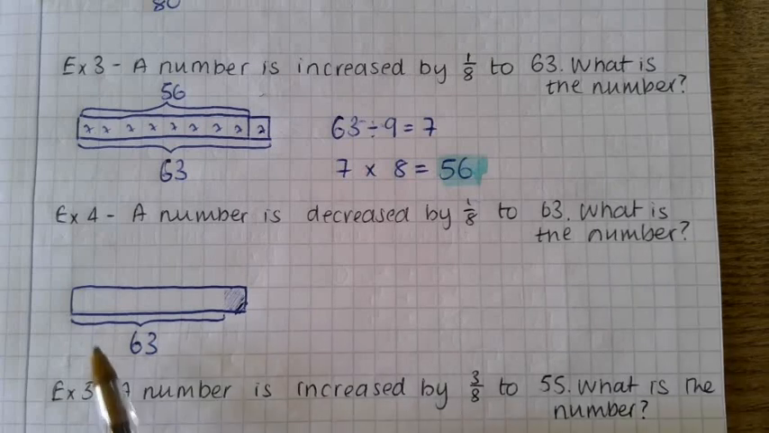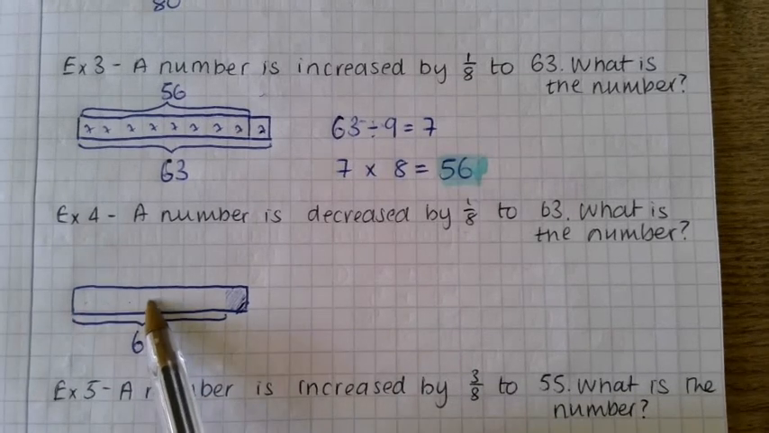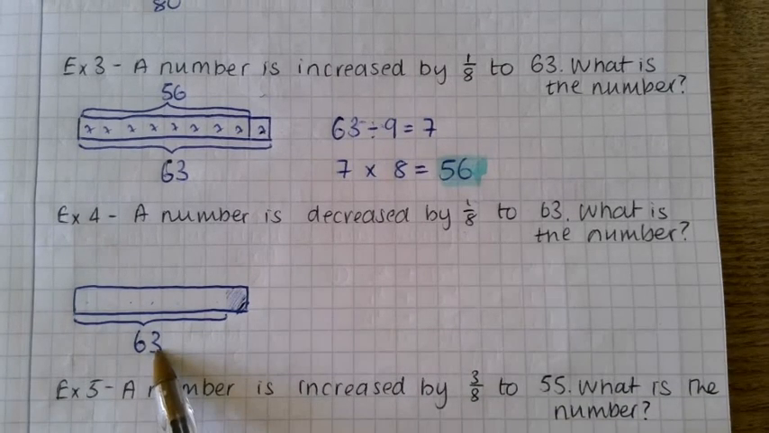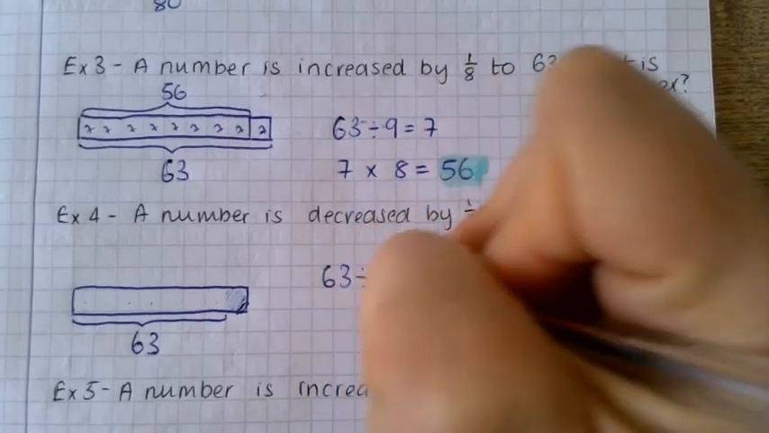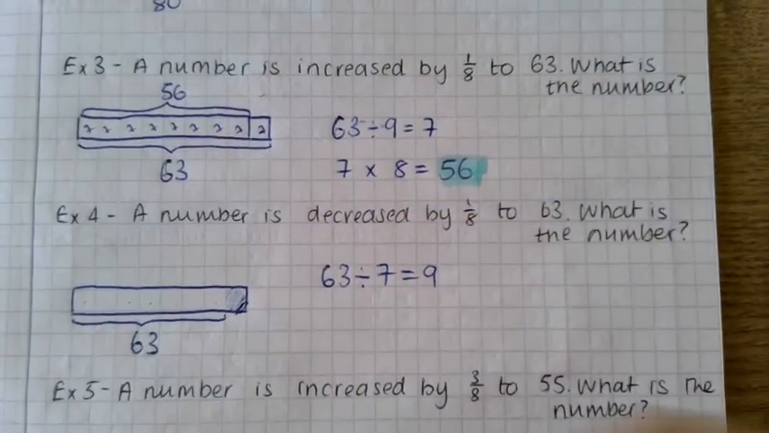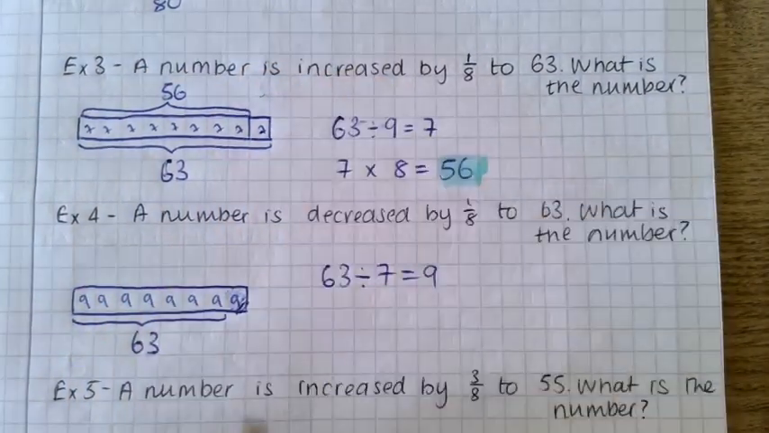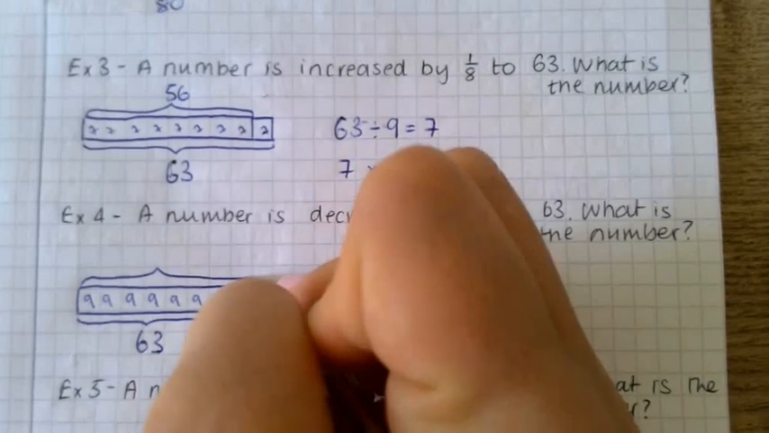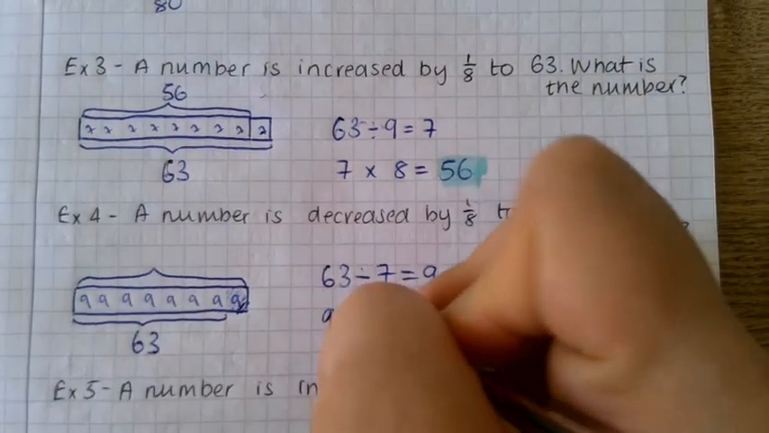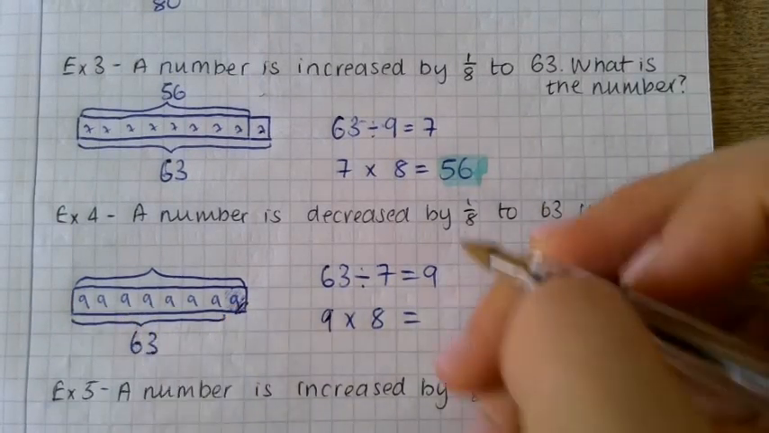So to find my number, I want to know what each little square is. So I can see that 1, 2, 3, 4, 5, 6, 7 squares are equal to 63. So to find one little square, I'm going to do 63 divided by 7, which is 9. So I have just found out that each little square is worth 9. Even the one that they chopped off. To get the original number, which is all 8 of them, I need to do 9 multiplied by 8. Because we have 8 little squares. And that is 72.